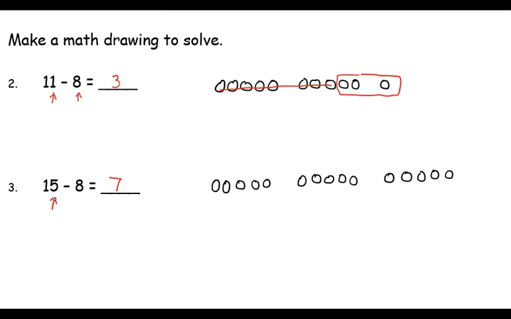Let's cross off our 8 circles. So here's 5 and 3 more. Looking at the remaining circles, I have 2 and 5, which equals 7. So using this math drawing, I can see that my predicted answer is correct.